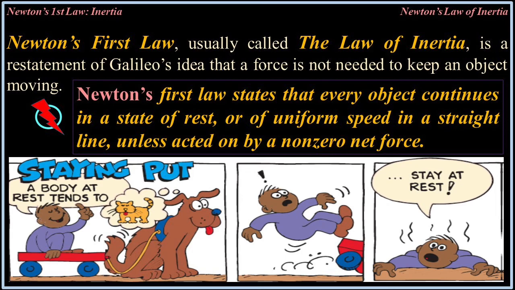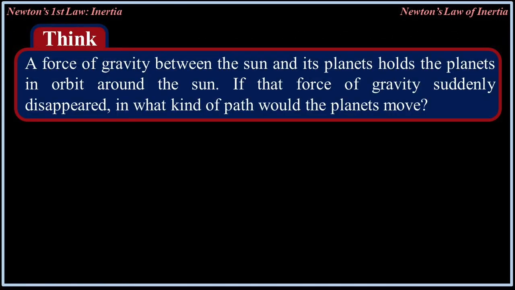Newton's first law, usually called the law of inertia, is a restatement of Galileo's idea that a force is not needed to keep an object moving. Newton's first law states that every object continues in a state of rest or in a uniform, that's important, uniform speed in a straight line unless acted on by a non-zero net force. The cartoon is yours to understand.